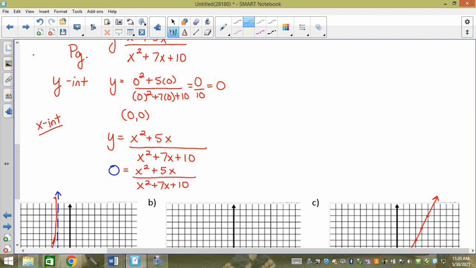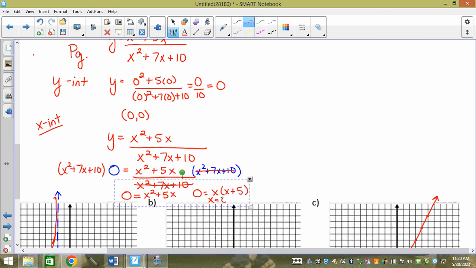You multiply up the denominator and it goes away. You're going to go x squared plus 7x plus 10. Gone here. And what's 0 times anything? 0. So it's 0 equals x squared plus 5x, which I can take a GCF out. So 0 equals x times x plus 5. So what are my x-intercepts at? x equals 0, and x equals negative 5, and we write them as coordinates: 0, 0 and negative 5, 0. Most people get stuck on this, multiplying the denominator up, and then stare at it for days.